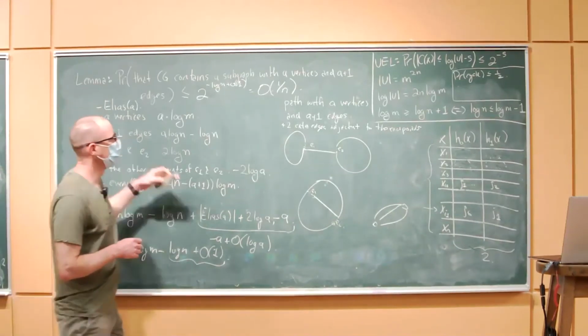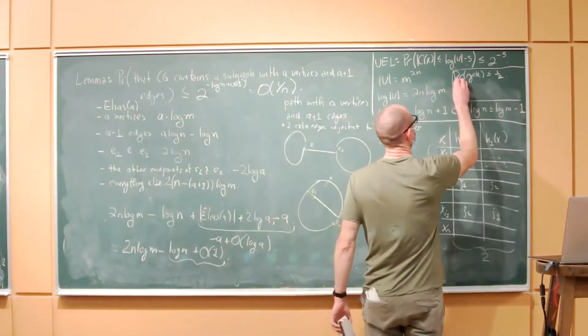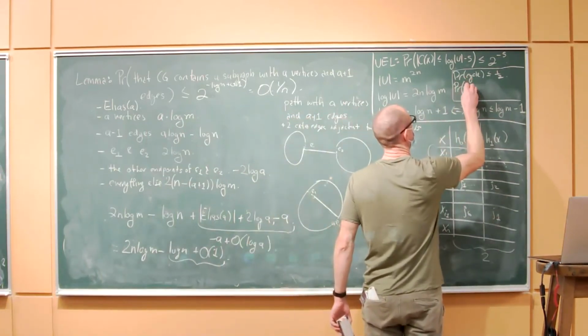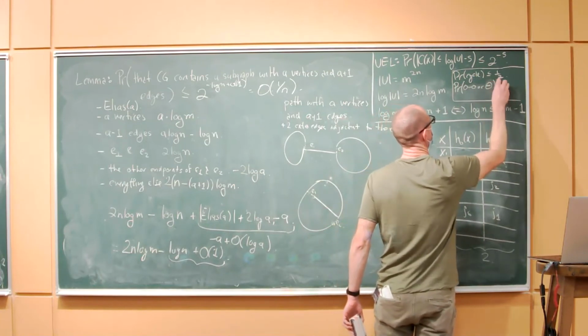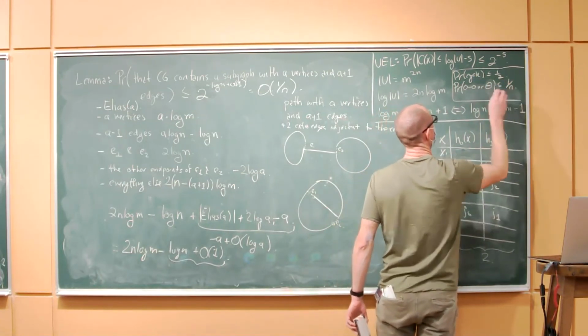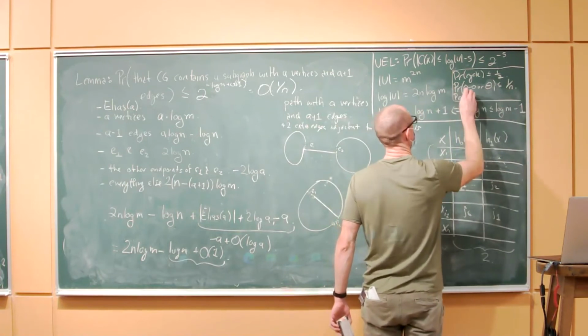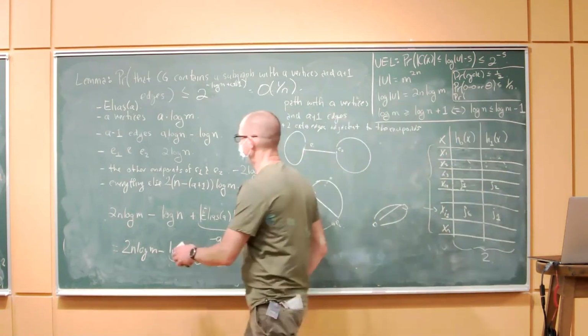So the probability of a dumbbell or a theta is less than or equal to 1 over n. And finally, what I would like to look at is the following.